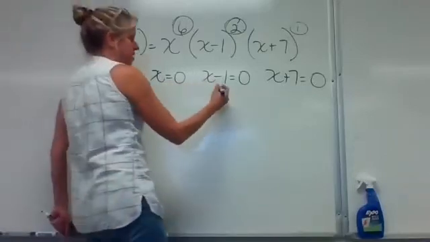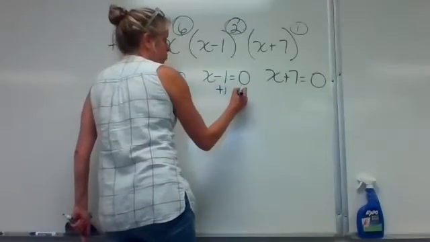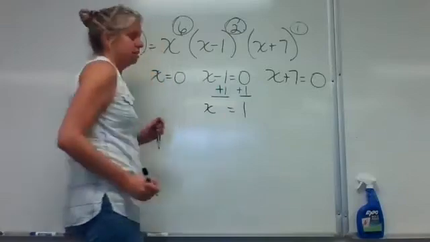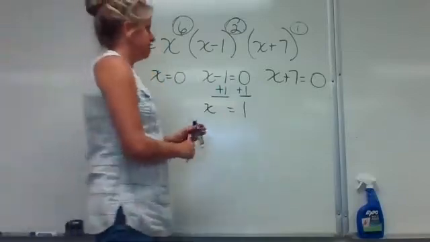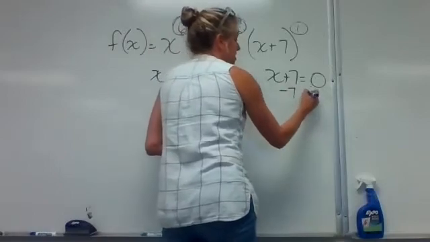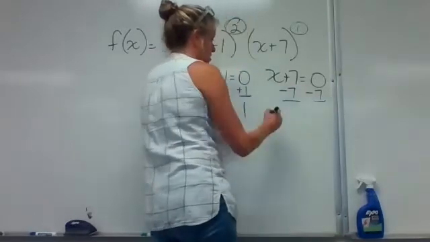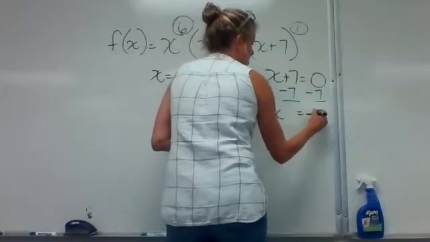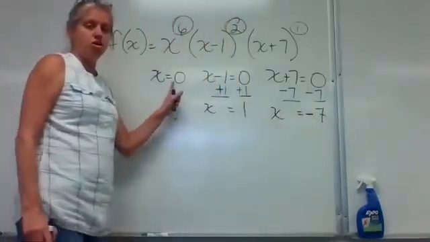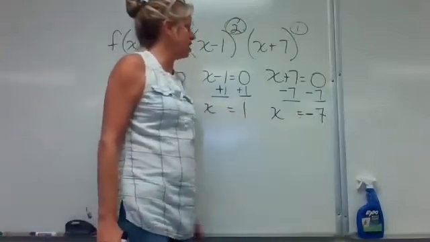This one, I need to get rid of that minus 1 with a plus 1. So x equals 1. And this one, I need to get rid of that plus 7 with a minus 7. So x equals -7. So the 3 zeros are 0, 1, and -7.